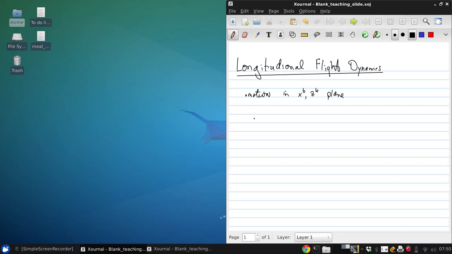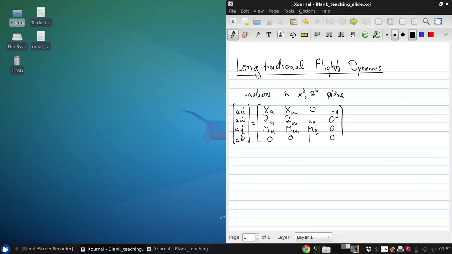So the relevant subset of the dynamics we can write out in full as delta U dot, delta W dot, delta Q dot, and delta theta dot equals the matrix with rows [X_U, X_W, 0, -g], [Z_U, Z_W, Z_Q, 0], [M_U, M_W, M_Q, 0], and [0, 0, 1, 0], times delta U, delta W, delta Q, delta theta.